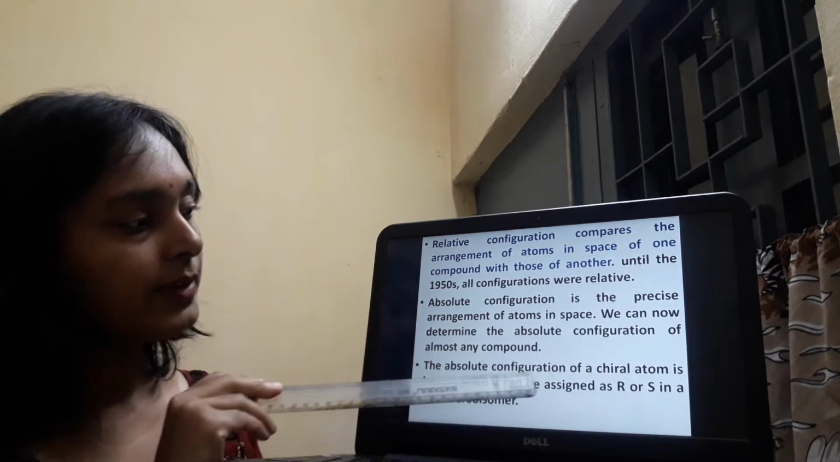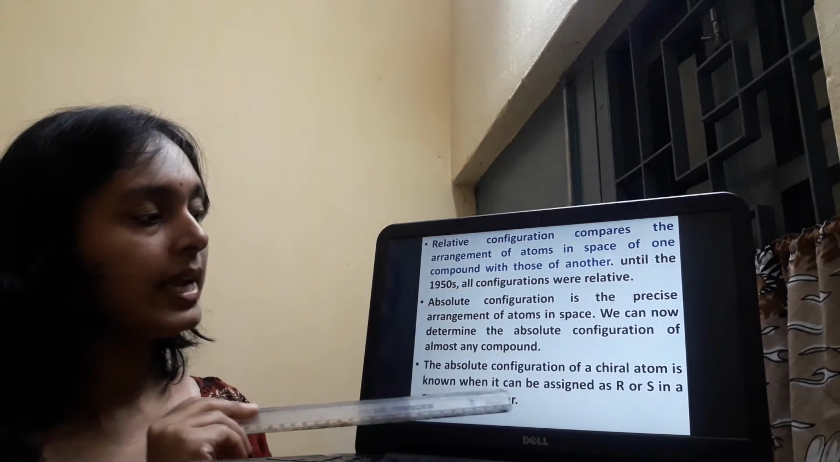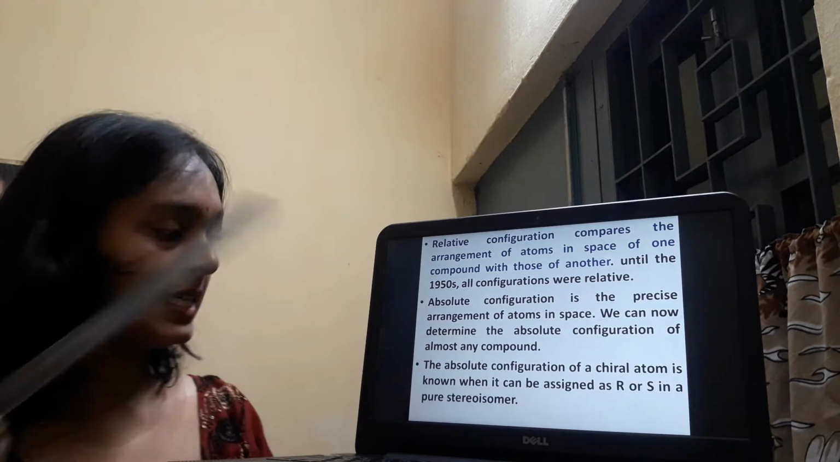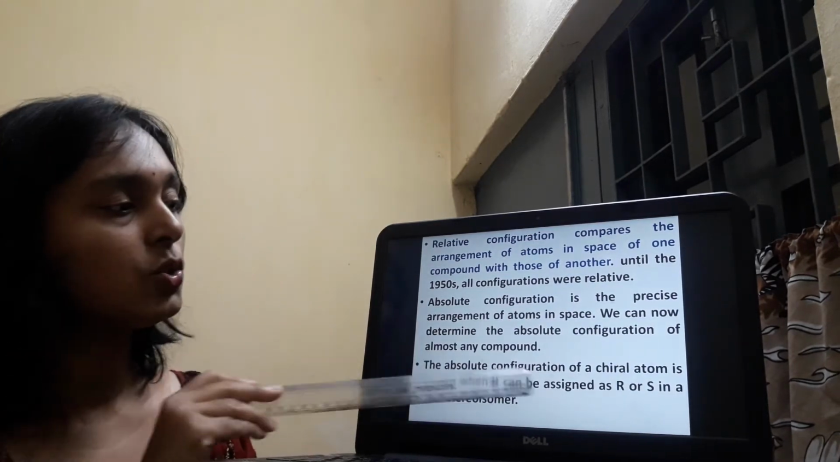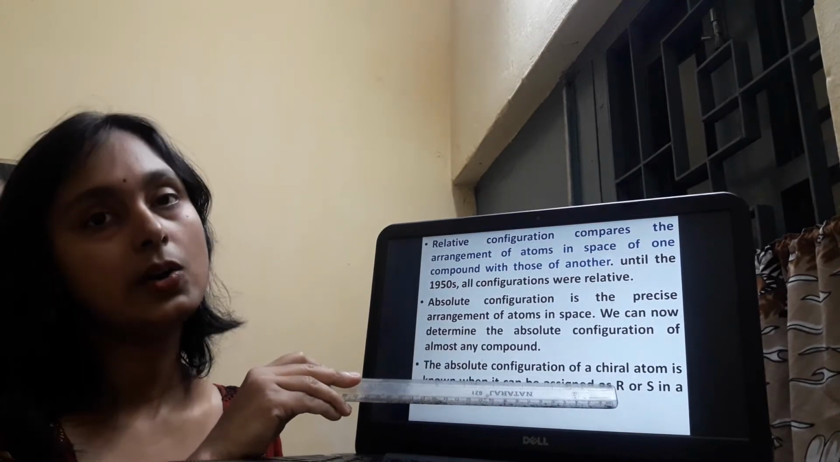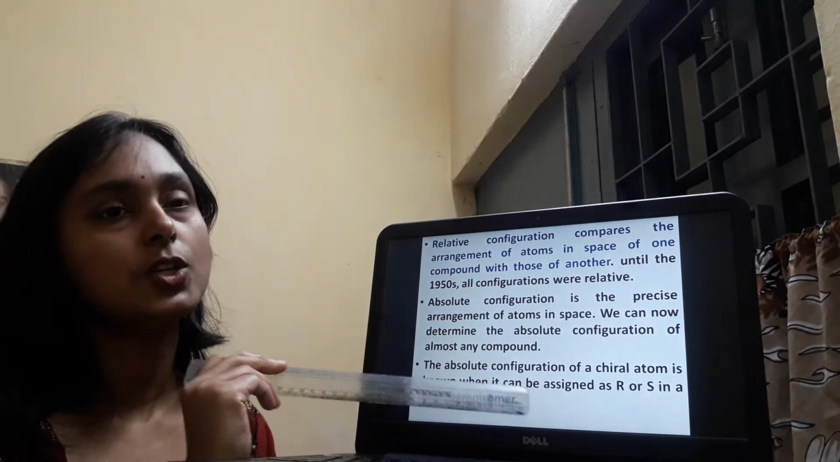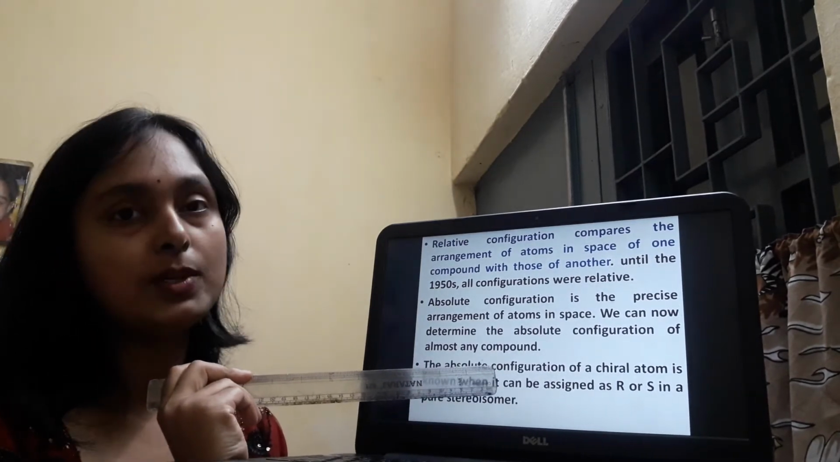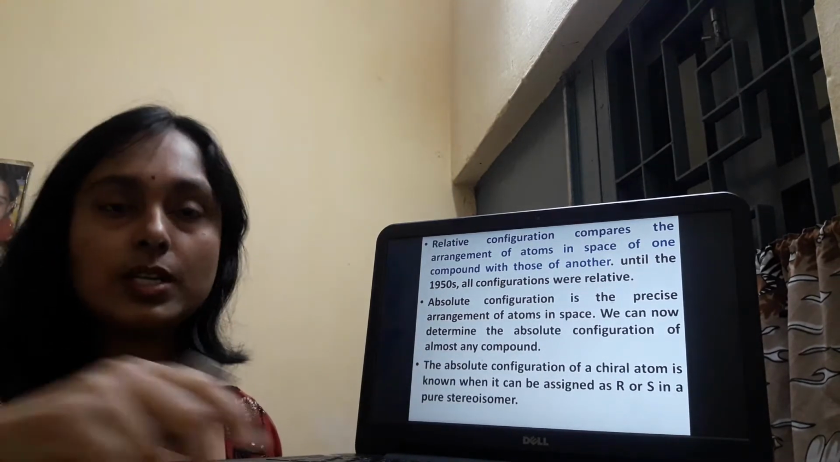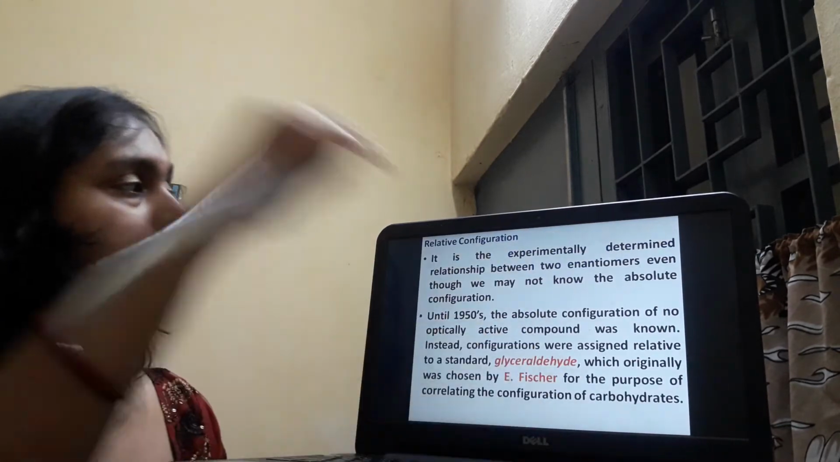The absolute configuration of a chiral atom is known when it can be assigned as R or S in a pair of stereoisomers. So as you know about the configuration, it is R or S. So we can determine the absolute configuration by knowing the sign of the specific rotation or observed rotation.